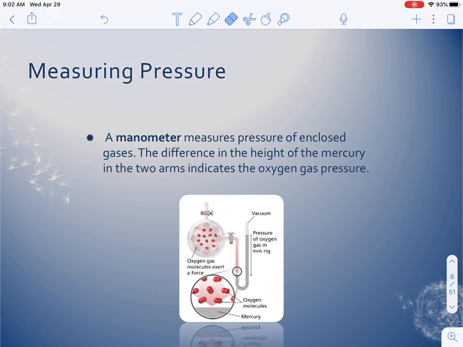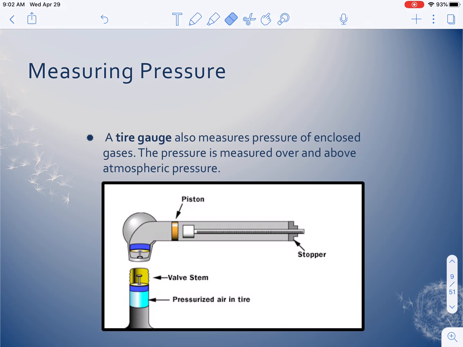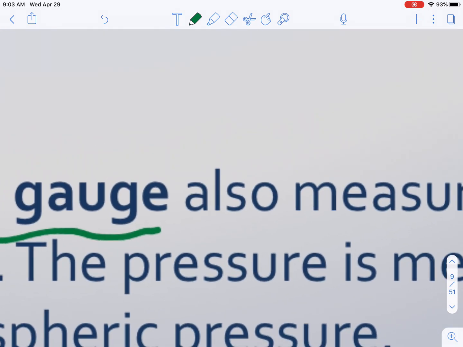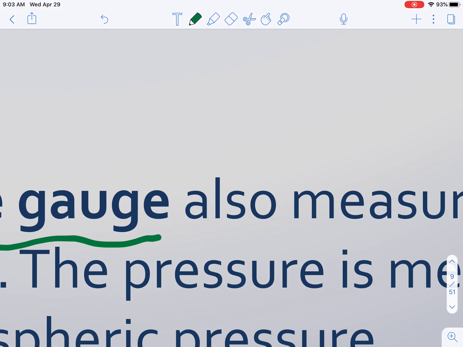We would look more to something like a tire gauge, right? A tire gauge you might have used on a bicycle tire, a car tire, or you might be using something to check the inflation of a basketball. The important thing that we want you to recognize with a tire gauge is that tire gauges, or gauges that measure enclosed gases, measure the pressure above atmospheric pressure. One of the standard tire gauge pressures is PSI, and it turns out that normal atmospheric pressure is about 14.7 PSI at sea level.